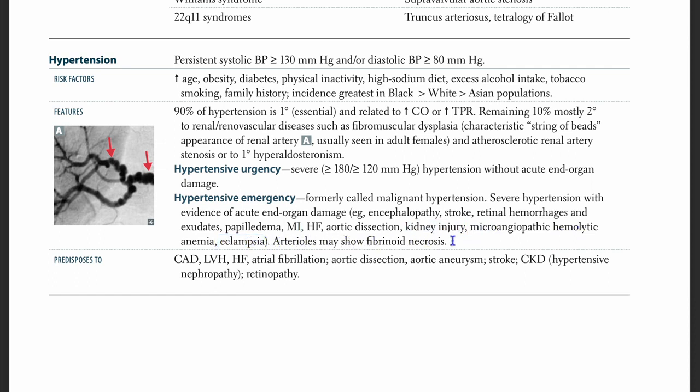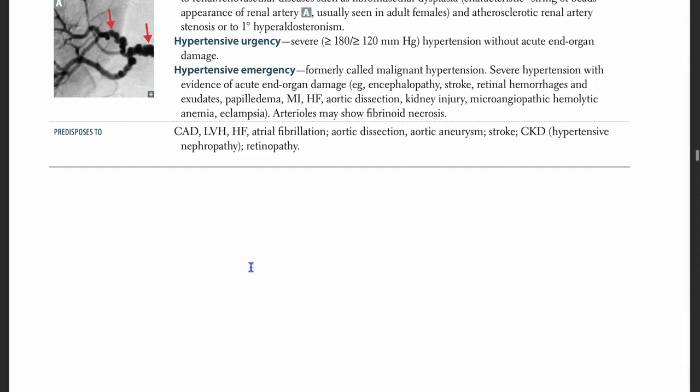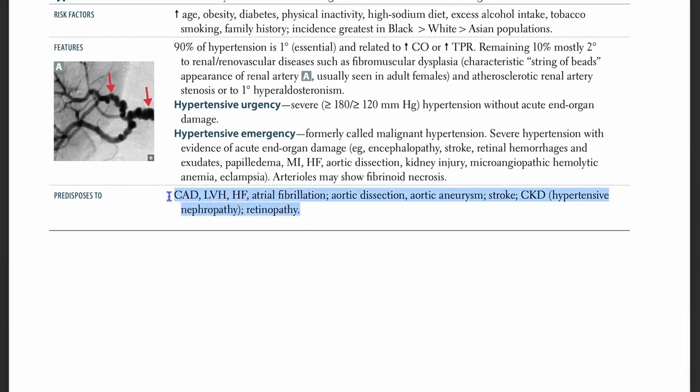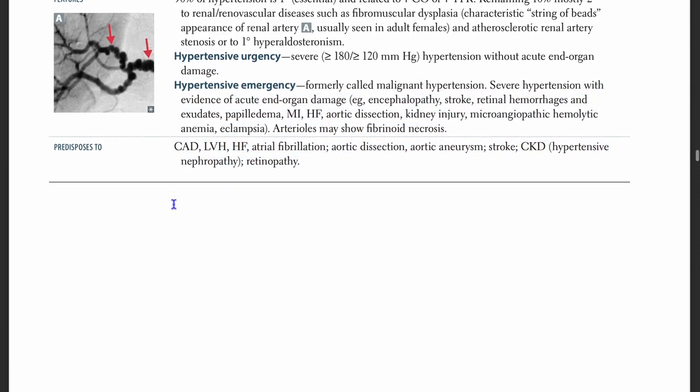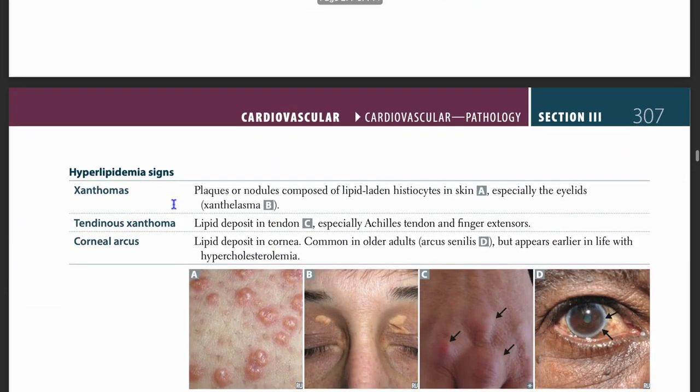Arterioles may show fibrinoid necrosis. Okay. Predisposes to coronary artery disease, left ventricular hypertrophy, heart failure, atrial fibrillation, aortic dissection, aortic aneurysm, stroke, chronic kidney disease, hypertensive nephropathy, and retinopathy. So you need to know what hypertension can do to a body, right? Because it's very common, especially because packaged food in first world countries always has a lot of salt in it to prevent bacteria growth and for the taste.